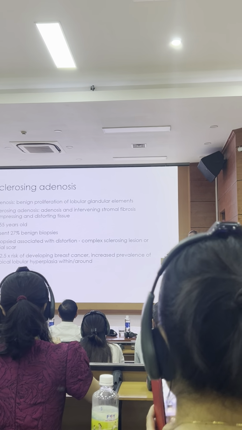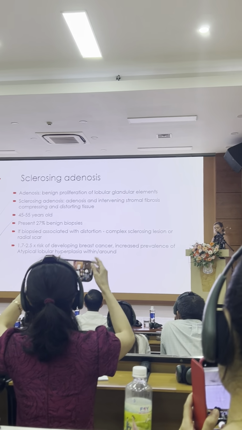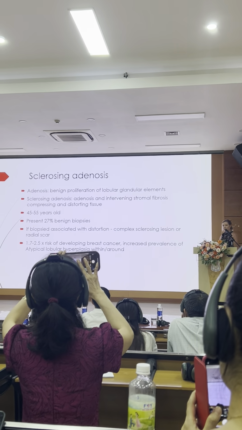And this is a case of sclerosing adenosis. So adenosis itself is a benign proliferation of lobular glandular elements, and sclerosing adenosis is adenosis with intervening stromal fibrosis, which compresses and distorts the tissue. It's commonly seen in 45 to 55-year-olds. It's present in about a third of benign biopsies.